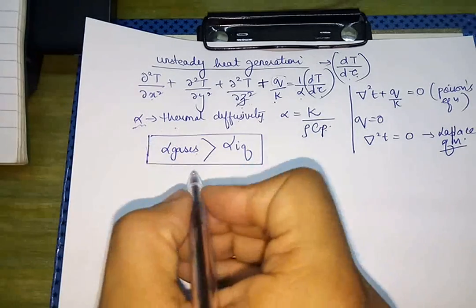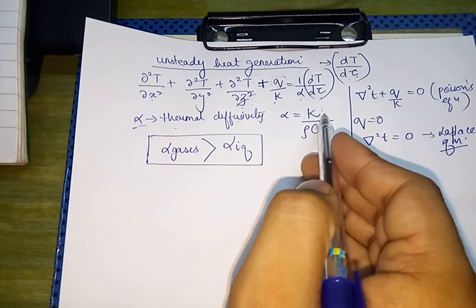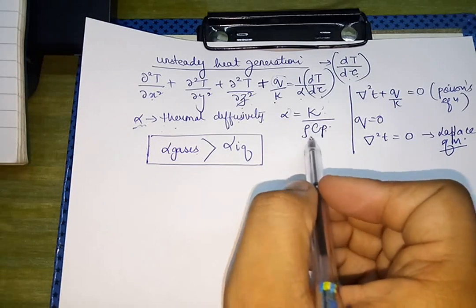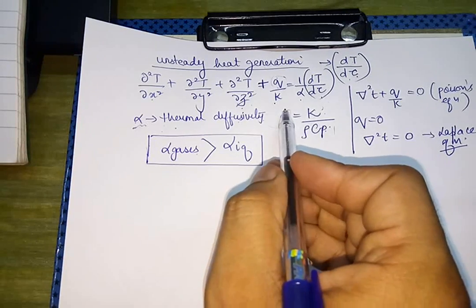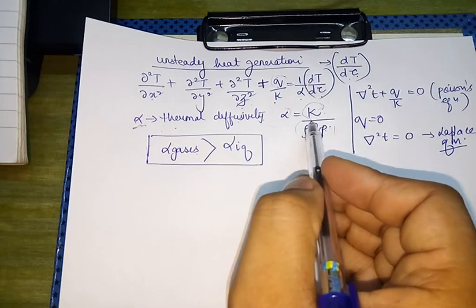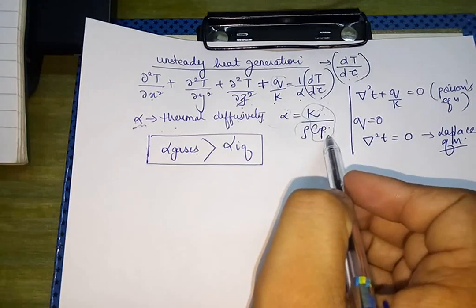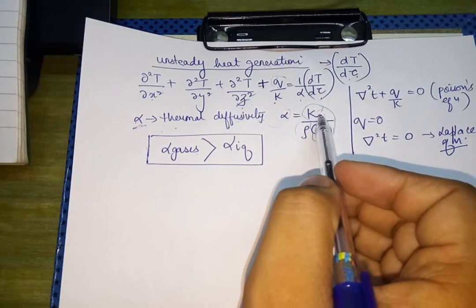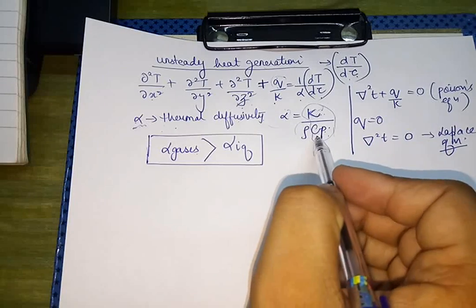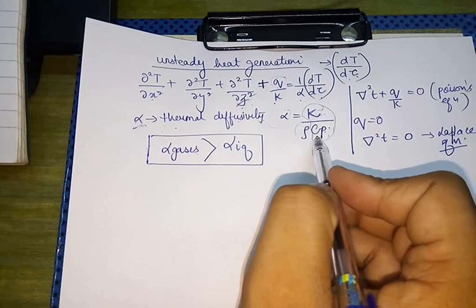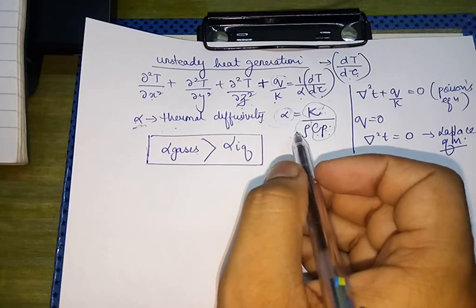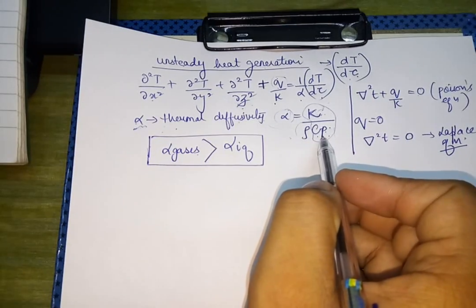And one more thing, higher the value of K, higher the value of alpha. Lower the value of Cp, higher the value of alpha. We do not talk about density; we generally talk about Cp and K. So a substance having a very high value of K will show a very low value of Cp, and eventually alpha of the body will be very, very large.